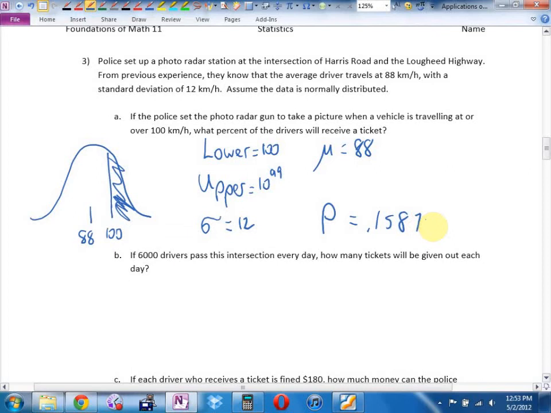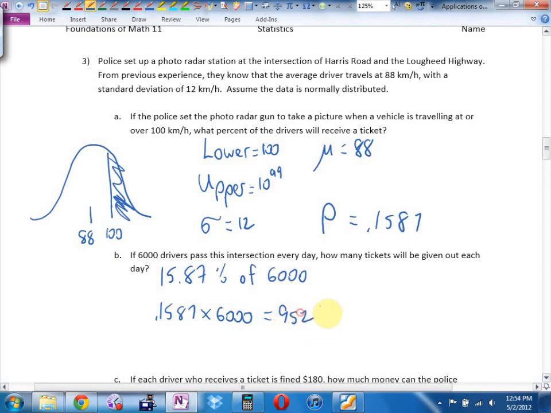Oh, they also know that 6,000 drivers go past that intersection each day. How many tickets will they give out? We would like to find 15.87% of 6,000 drivers. What does of mean? Times, and make that a decimal. How many tickets will they give out? Round it off up or down, or properly?